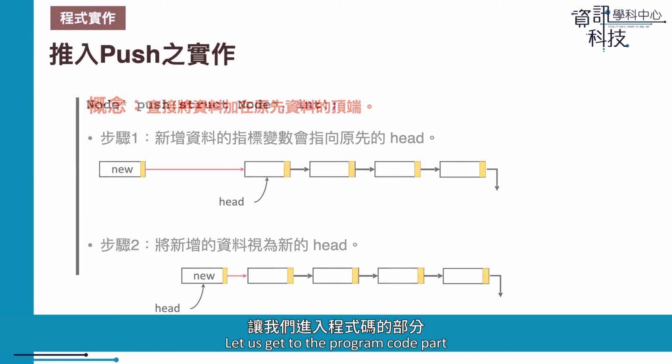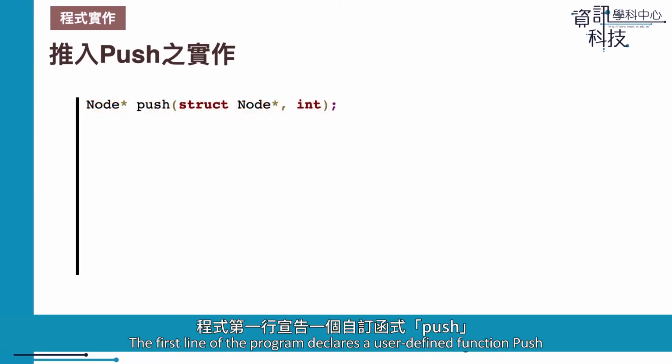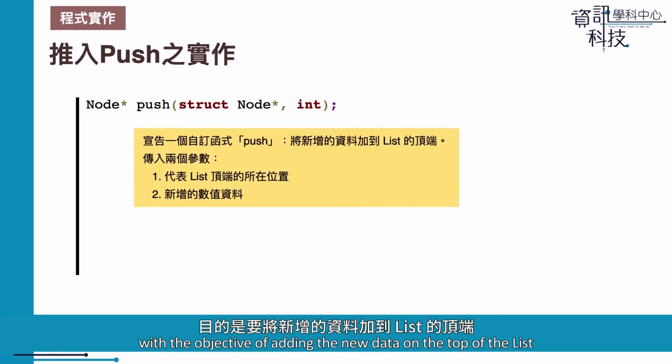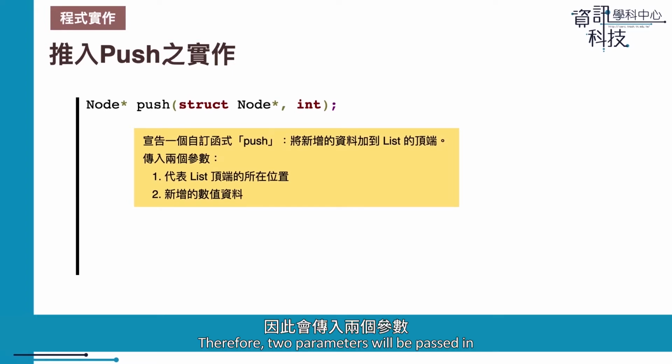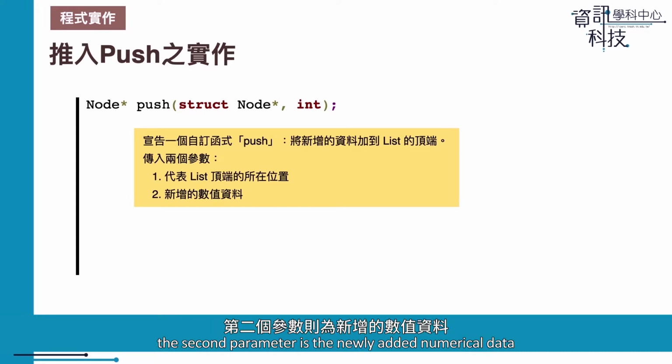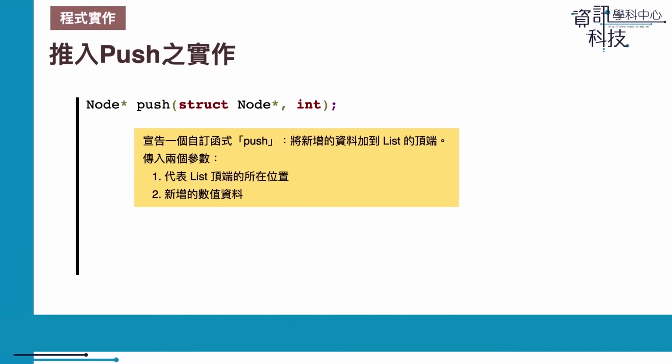Let us get to the program code part. The first line of the program declares a user-defined function push with the objective of adding the new data on the top of the list. Therefore, 2 parameters will be passed in. The first parameter represents the position of the top of the list. The second parameter is the newly added numerical data.